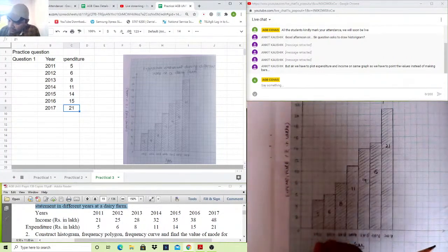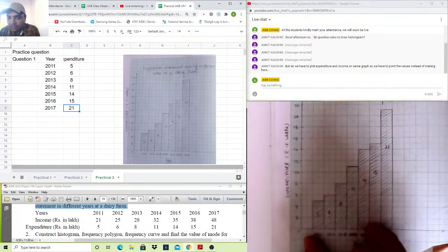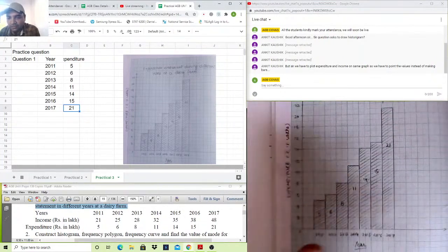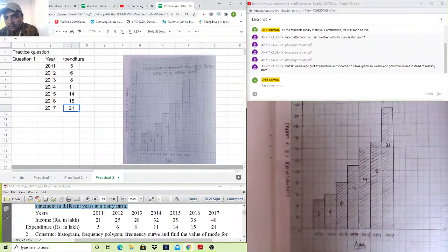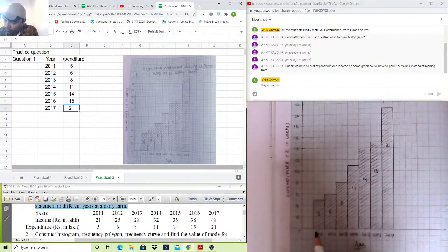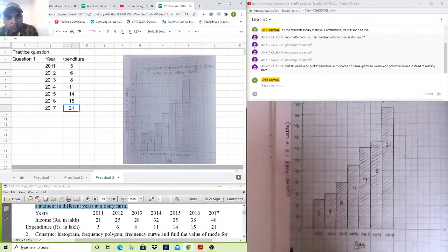And you can make a distance between the two bars also. It is not necessary that, like a histogram, you have to make this. In a histogram, you can take some definite distance between them. So I think now your problem is okay. Both things you have to take up. I have taken up only the expenditure, but in your practical notebook, you have to take expenditure and income both.